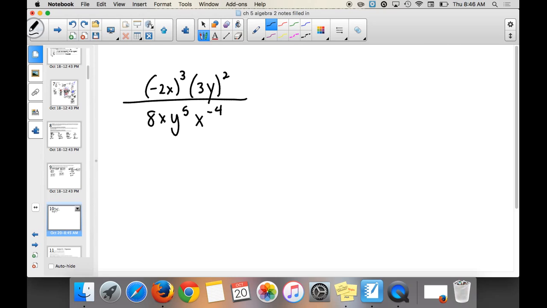So we're going to write in parentheses negative 2x raised to the 3, and then in parentheses 3y, all raised to the 2nd, and then all over 8xy to the 5th, x to the negative 4.